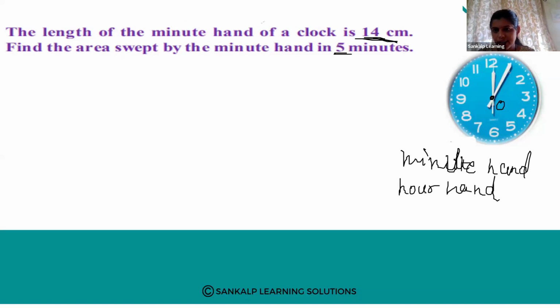So this is a radius and this is another radius. So the length of that clock hand, that means the radius. Length means here radius only.